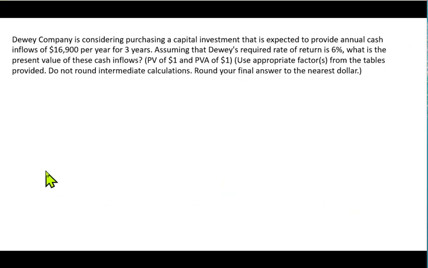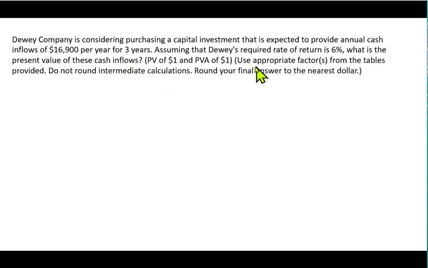Okay, in this problem, Dewey Company is considering purchasing a capital investment that is expected to provide annual cash inflows of $16,900 per year for 3 years. So we're dealing with a series of equal payments. Assuming that Dewey's required rate of return is 6%, so we know the interest rate is 6%, and we know the number of periods is 3 periods or 3 years. What is the present value of these cash flows? So we're looking for the present value of what those cash flows are.